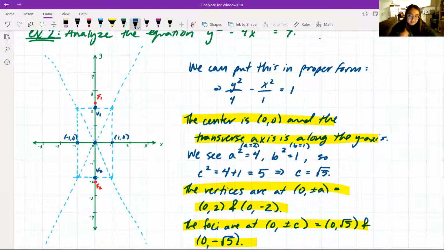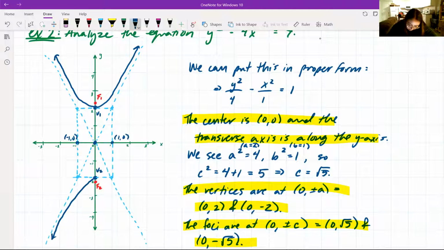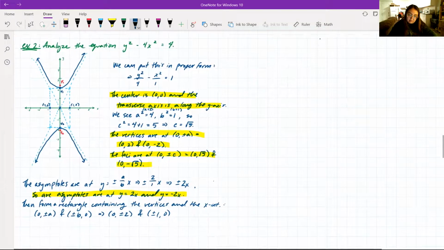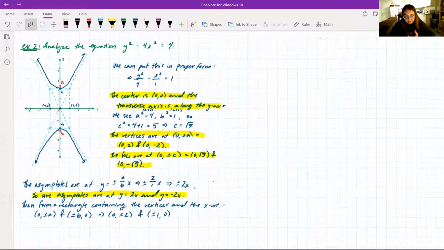We have our asymptotes, which are going to guide our branches. We have our vertices, so we can go ahead and draw them. So drawing our vertices out like this. We know our branch can't touch the asymptote, but it will approach it infinitely. And there we have it. We have our hyperbola graphed here with asymptotes.